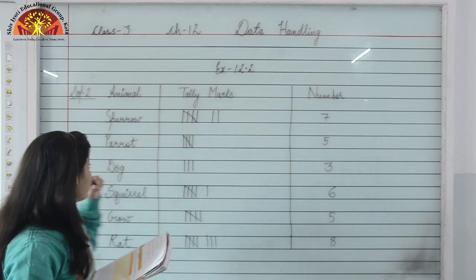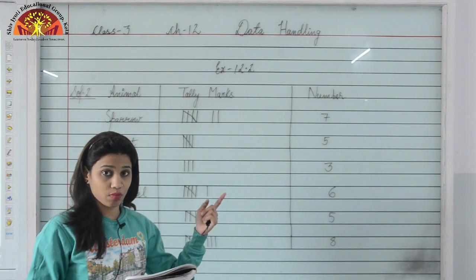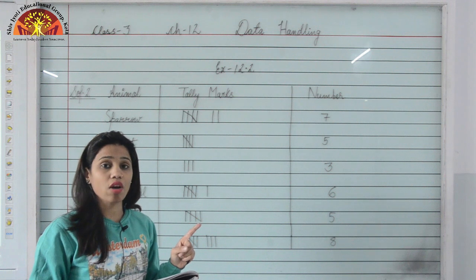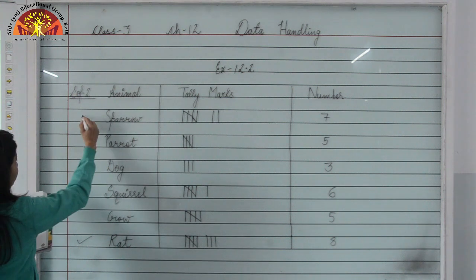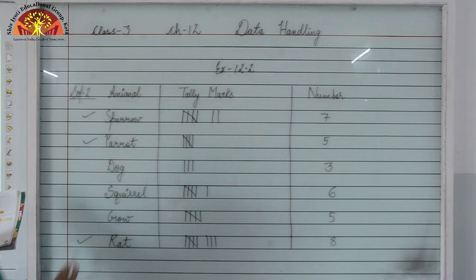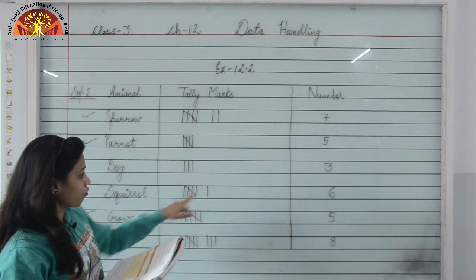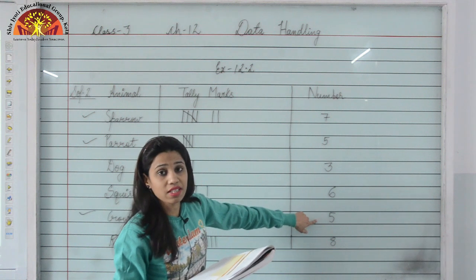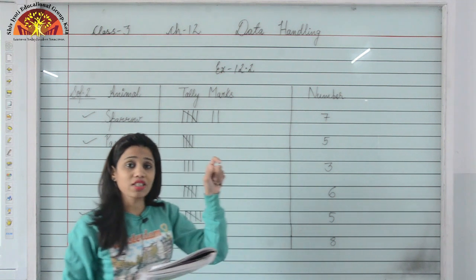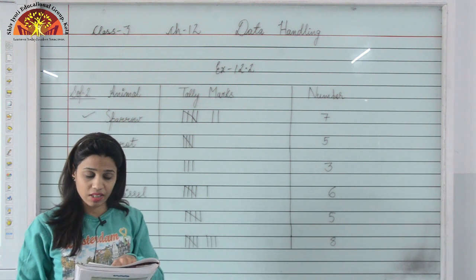Moving on to the C part, how many birds did he see in all? That means we have to count only the number of birds because he saw animals and birds both. But in this question we are going to count only the number of birds. Now number of birds are sparrow, parrot and crow. So sparrow 7, parrot 5, crow 5. So 7 plus 5 is 12 and 12 plus 5 is 17. That means he saw 17 birds in all. Therefore, option number 3rd is correct, 17.